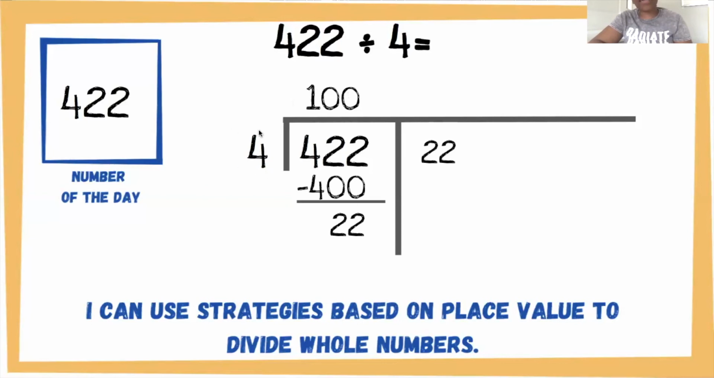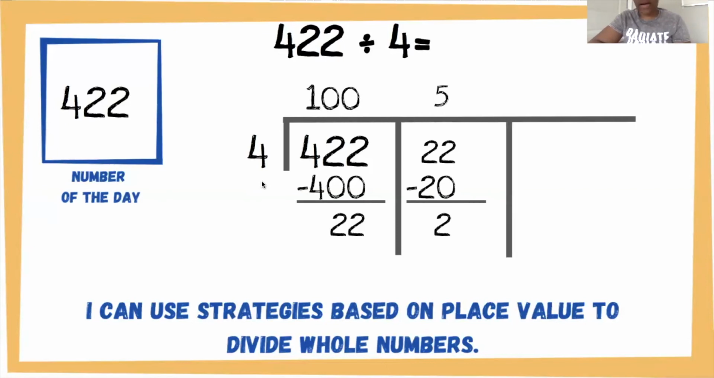So again, our divisor is 4, and I'm looking for a factor that I can multiply by my divisor to get as close to 22 as possible. 4 times what gives me something close to 22? That's right, 4 times 5. 4 times 5 is 20. So if I subtract 22 minus 20, I still have 2 left over in my dividend. Can we follow the same steps again?